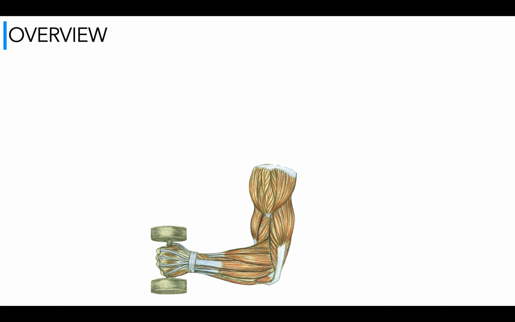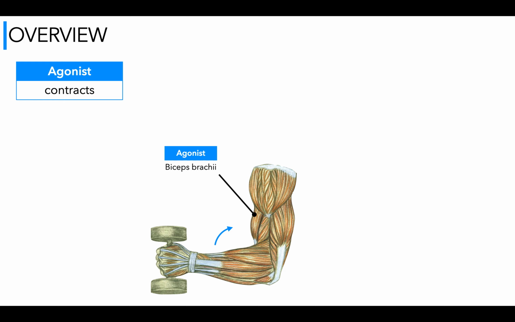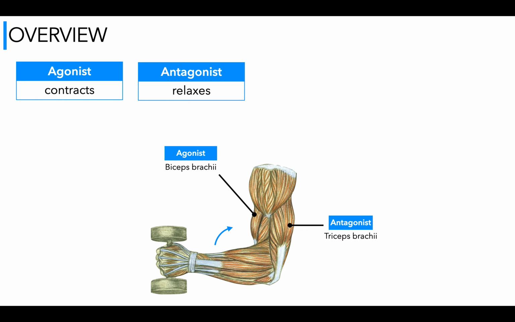So just as a little overview, with the example, let's put that all together. We've got a bicep curl here going in the upwards phase. The agonist contracts. It's providing the major force, doing a lot of the work. We want this to be efficient. So there's the agonist, the biceps brachii. The antagonist would relax. That's the triceps brachii. It allows flexion of the elbow to happen.